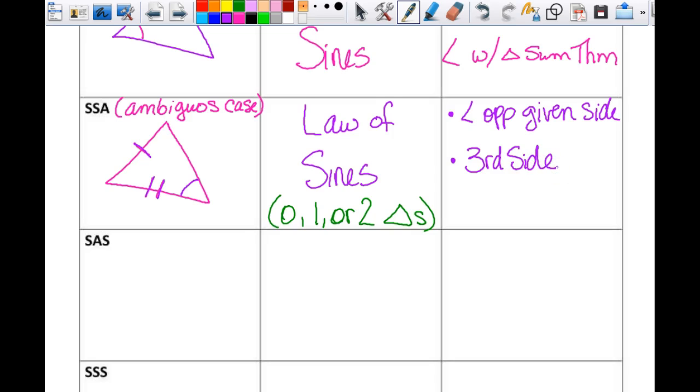And then how do you find the third angle? Yeah, third angle with triangle sum theorem.